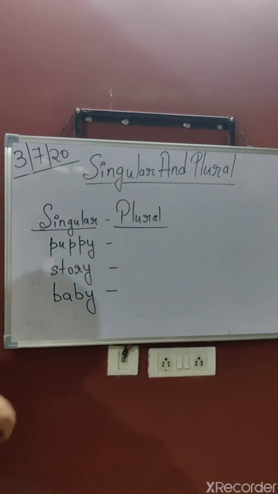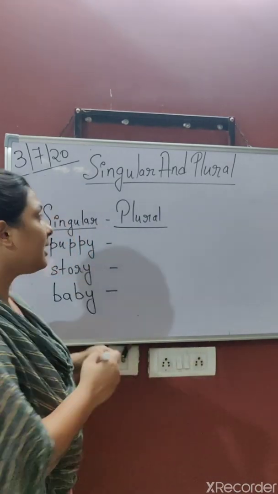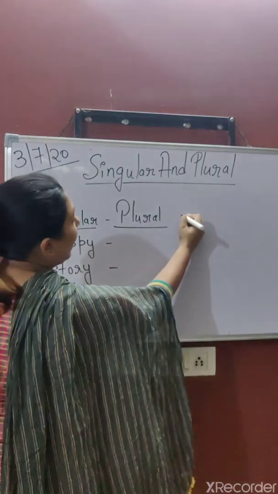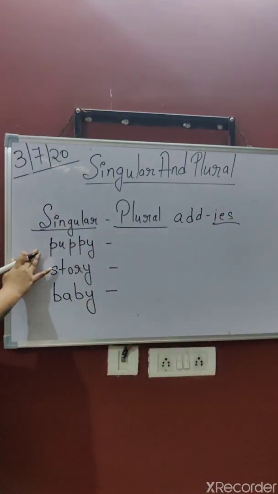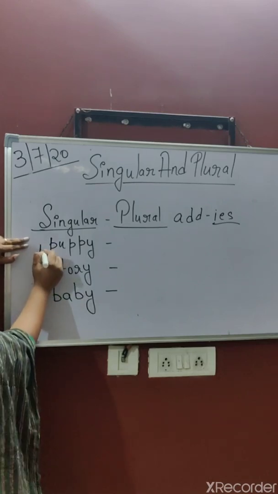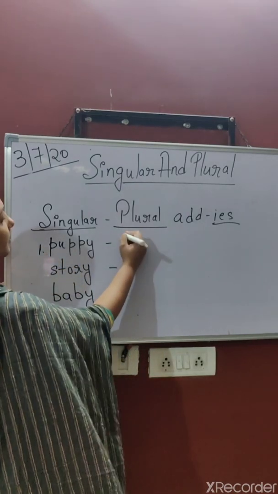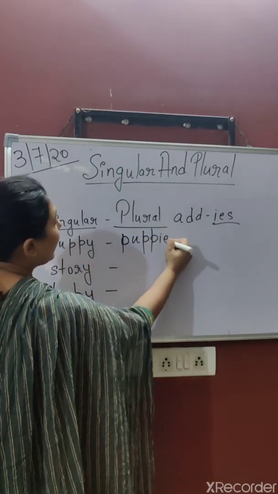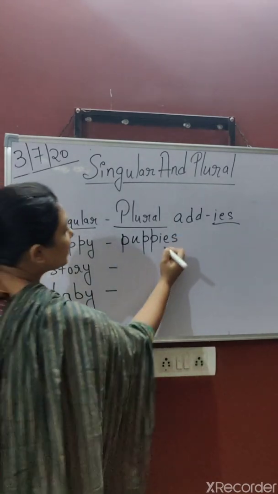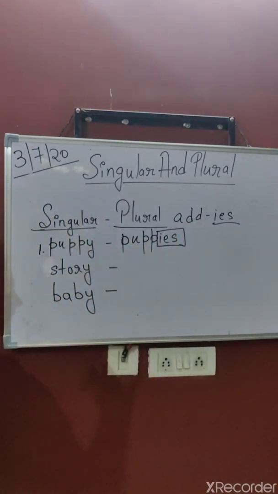Now there are some words in which we have to add IES, right? Some words are like we have to add IES into the singular word. Like for example, the first one is, I have written puppy, P-U-P-P-Y, right? So the plural form of puppy is puppies, P-U-P-P-I-E-S. Now you can see that I just add I-E-S into the singular form of puppy.